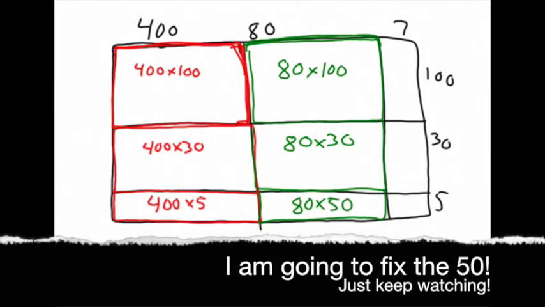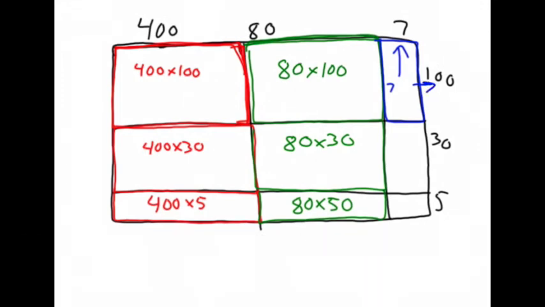I have one set of squares left. Over here on the right hand side, I can see that up above I have 7, to the right I have 100, so that means that this is a 7 times 100 box. The middle box here, again 7 across the top times what's on the right, it's 7 times 30, and then at the bottom I have 7 times what's over here on the right, 5, so it's 7 times 5.